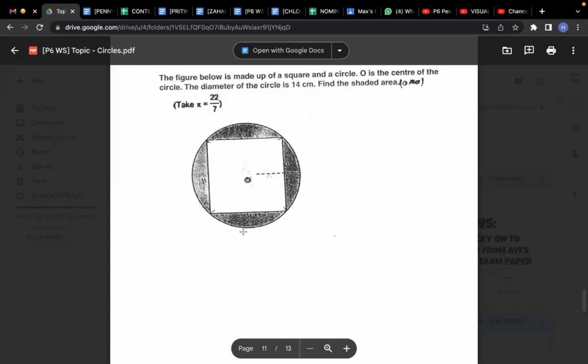Because if I know the measurements of the square, I know the length and the breadth, or the length and the length, then I just need to do circle minus away the square. But unfortunately, in this question, it doesn't work this way.